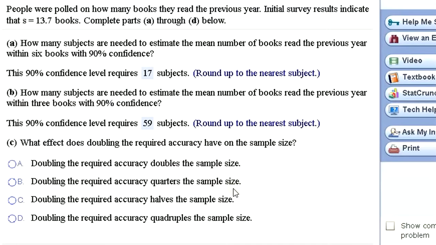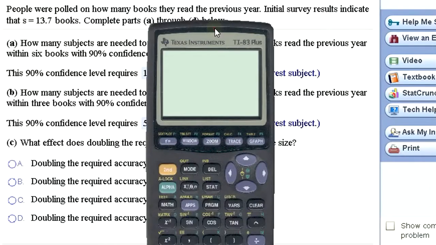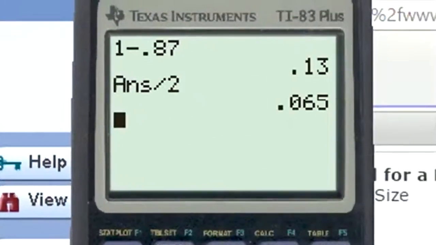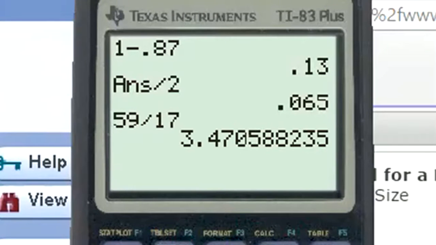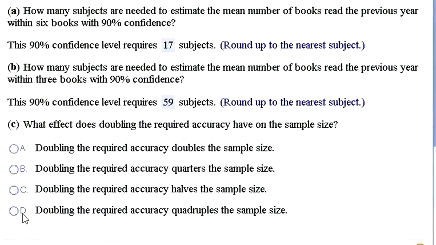What effect does doubling the required accuracy have on the sample size? Take a look at that. We go from 17 to 59. Let's just check in our calculator. Let's see, how much have we increased by? 59 divided by 17. If you don't see it, it's not quite quadrupling. That's the closest option that we have. It's approximately quadrupling. When we've rounded off to the nearest subject, it's not exactly quadrupling, but that's the closest that we have there.